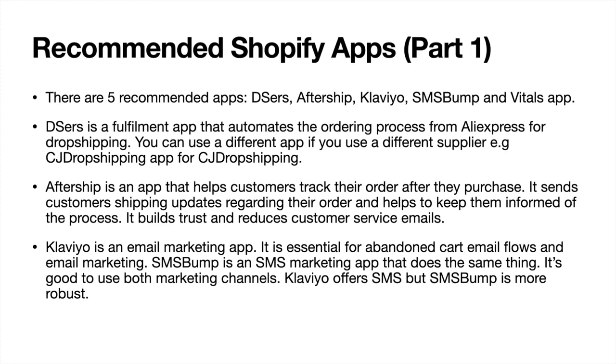If you're not dropshipping from AliExpress, if you're dropshipping from CJ Dropshipping, Spocket, Wiio, Zendrop, all of these apps have their own fulfillment app that helps you automate the process. So for example, if you're buying products from CJ Dropshipping, you can use the CJ Dropshipping app. Depending on your supplier, you might need to use a different fulfillment app.